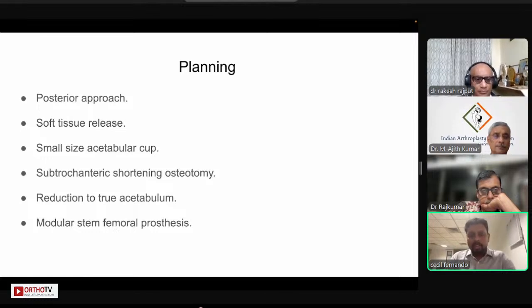Then going ahead with the femur shaft, we could not get it to the length. So we went ahead with the subtrochanteric shortening osteotomy, just distal to the trochanter.